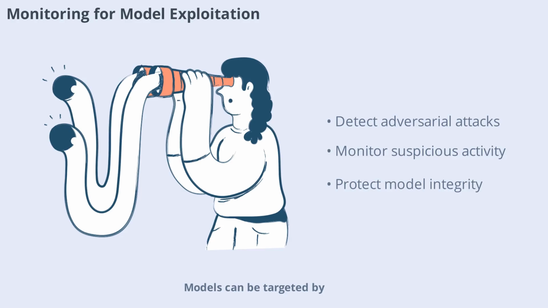Models can be targeted by adversarial attacks or exploited through vulnerabilities. Monitoring for exploitation involves tracking unusual patterns, failed authentication attempts, or suspicious input data. Proactive security measures help protect your models and maintain trust with users.